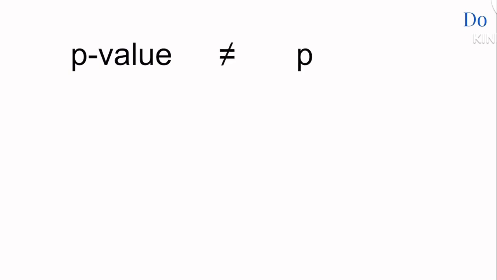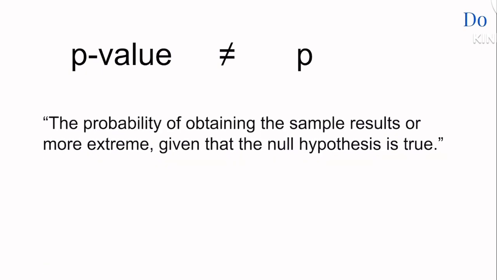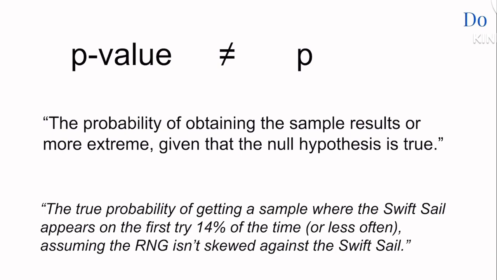The p-value is defined as the probability of obtaining the sample results or more extreme given that the null hypothesis is true. What might that mean? In the context of this problem, the p-value is going to represent the true probability of getting a sample where the Swift sale appears on the first try 14% of the time, or less often, assuming that the RNG isn't skewed against the Swift sale.